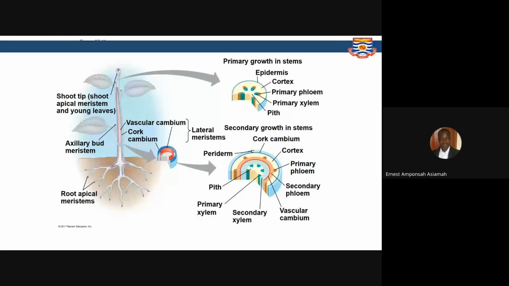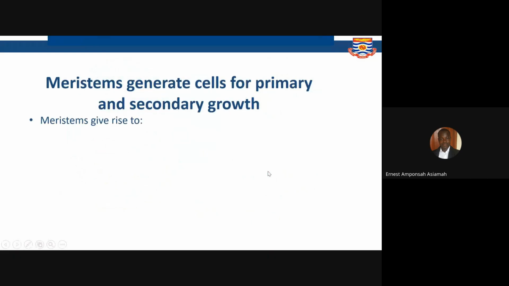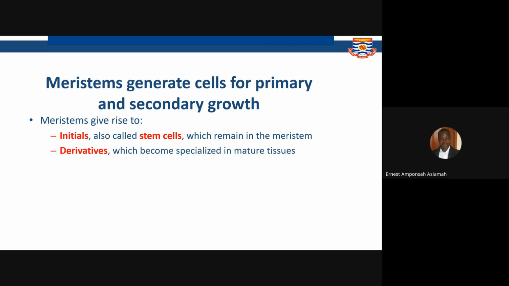So they lay them in succession, so there will be several rings. The meristems give rise to a number of cells, which we call initials, and they are stem cells.